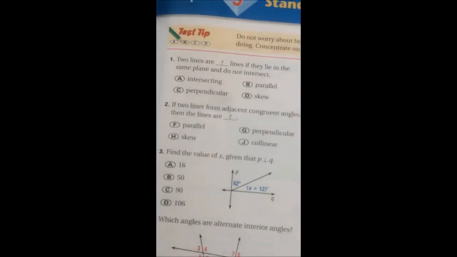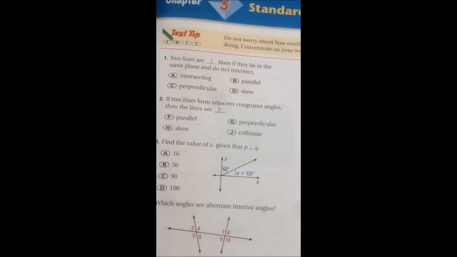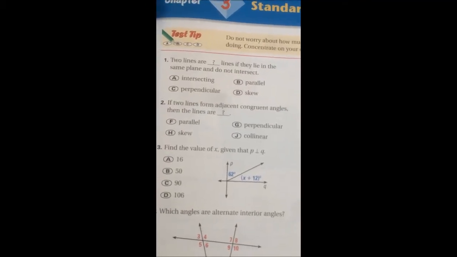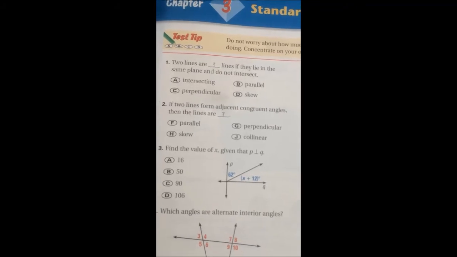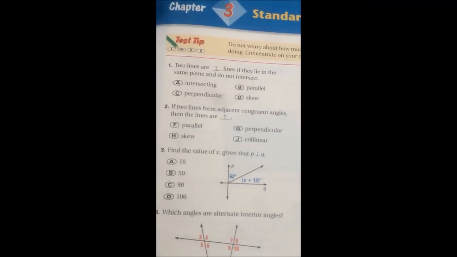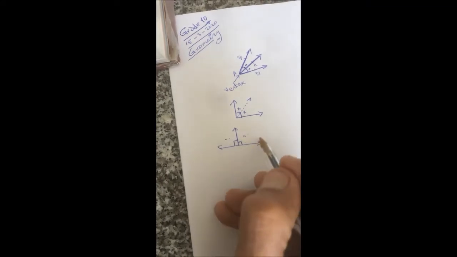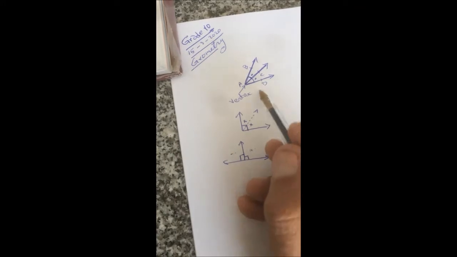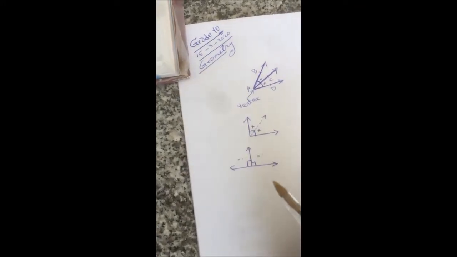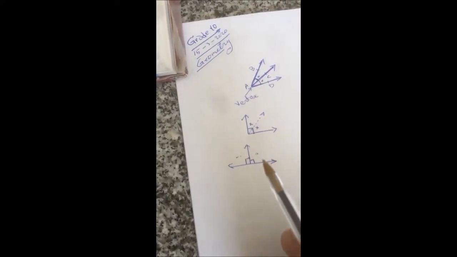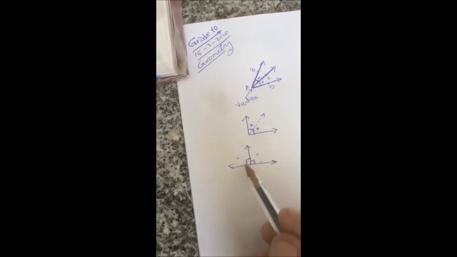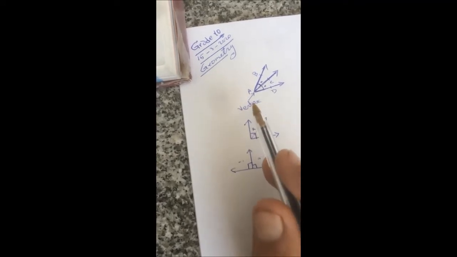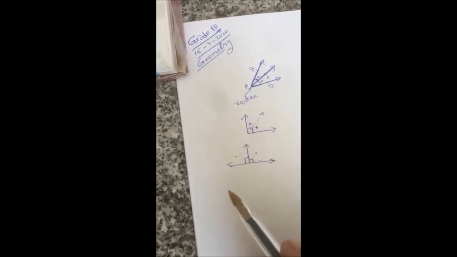So here he asked me, if two lines form adjacent congruent angles, then the lines are parallel, perpendicular, collinear, or skew. The lines, which means these lines, this and this, this and this. Okay, so do you want to tell me it's parallel? Sure not. Parallel lines never intersect, and this one intersects here at this point, and this one and this one intersect also, so parallel does not exist.